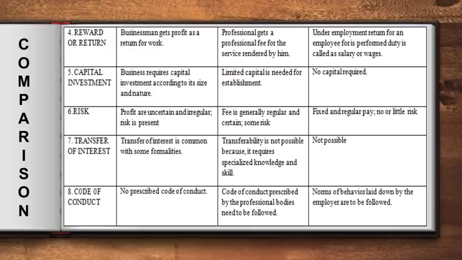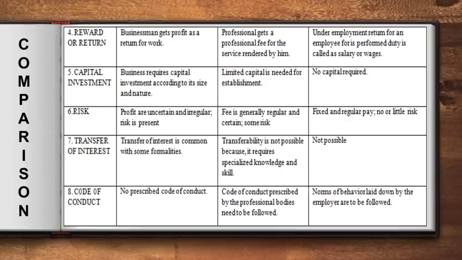Then in profession, they are saying there's generally no risk, because the fee is usually paid to the professional. But they're saying some risk is there, because suppose the person doesn't pay you your fees after you have given your expert service to them, that could be a problem. Then under employment, it says fixed and regular pay, no or little risk. So they're saying generally you will get your salary. There's little or no risk at all involved in employment.